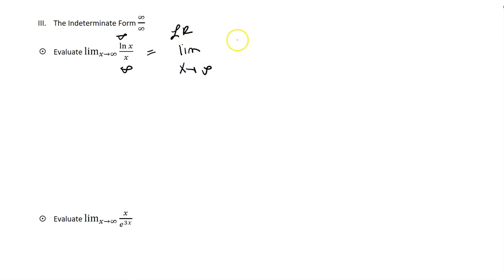So natural log of x will become 1 over x, and x will become 1 when we take the derivatives. So I'm taking the limit as x approaches infinity of 1 over x. So this is now a constant over infinity, and we know that if the numerator stays constant and the denominator approaches infinity, then the whole limit approaches 0. And that's just a rule in general. Anytime you have a constant number over something approaching infinity, it's going to go to 0.